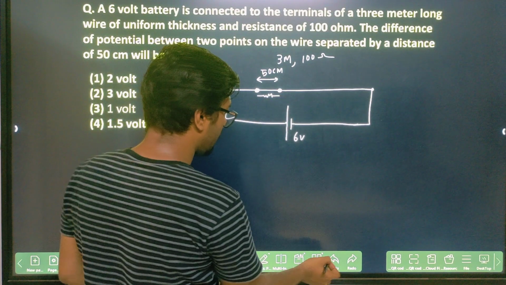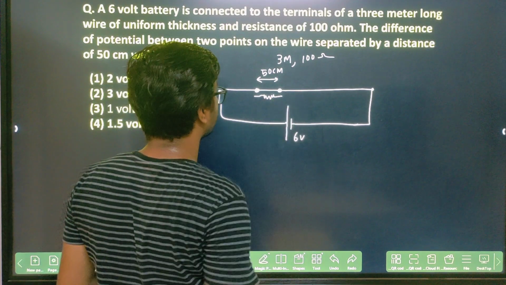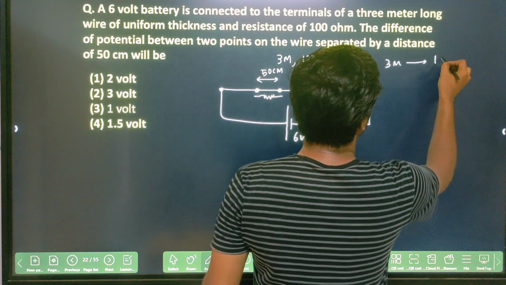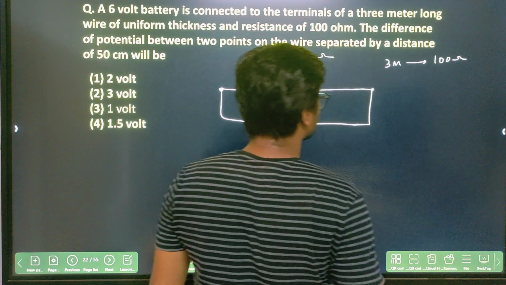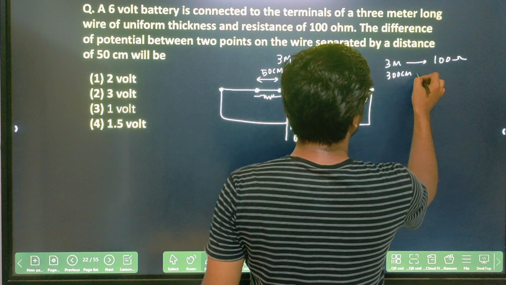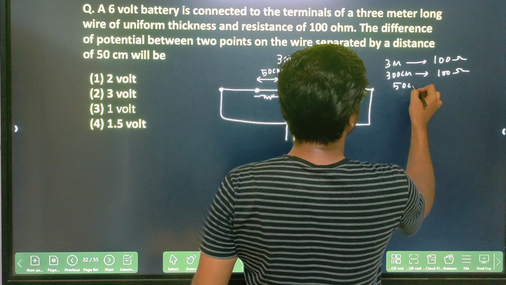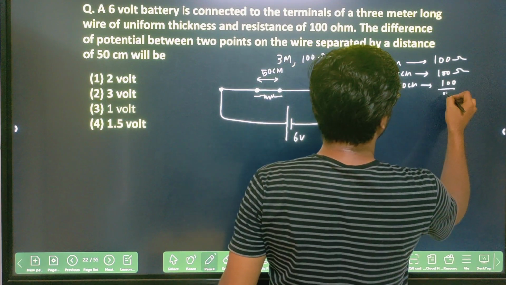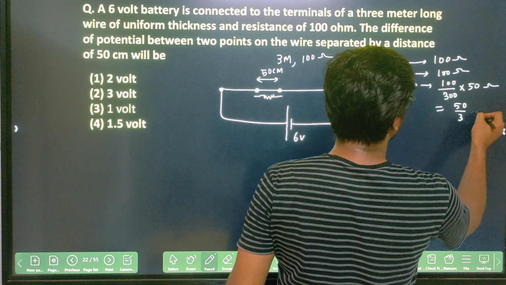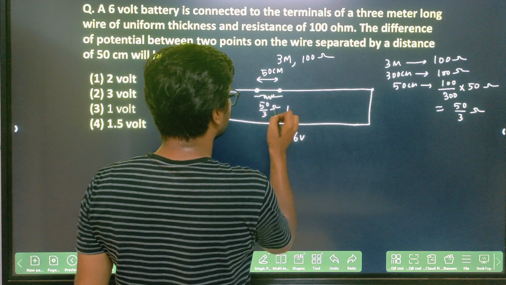If I ask how much resistance it has, you can find out very easily. You will tell that for 3-meter length the resistance is 100 ohm, right? Clear? So 3 meter is 300 centimeter, it will be 100 ohm. For 50 centimeter, it will be 100 divided by 300 into 50 ohm, and this will be 50 by 3 ohm. So here the resistance value will come 50 by 3 ohm.